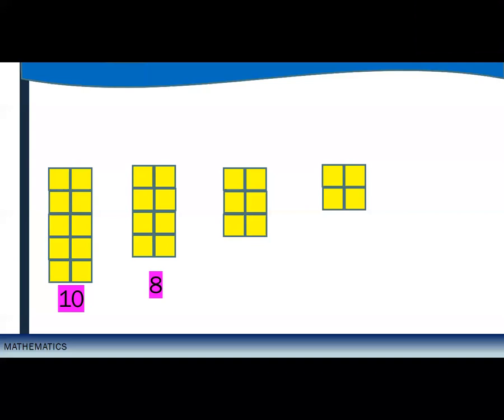What about the third pattern? How many squares do you see? Excellent. There are 6 squares. And now for our last pattern. How many squares do you see? There we have it. We have 4 squares in the last pattern. What do you notice is happening as we move from one number to the next?